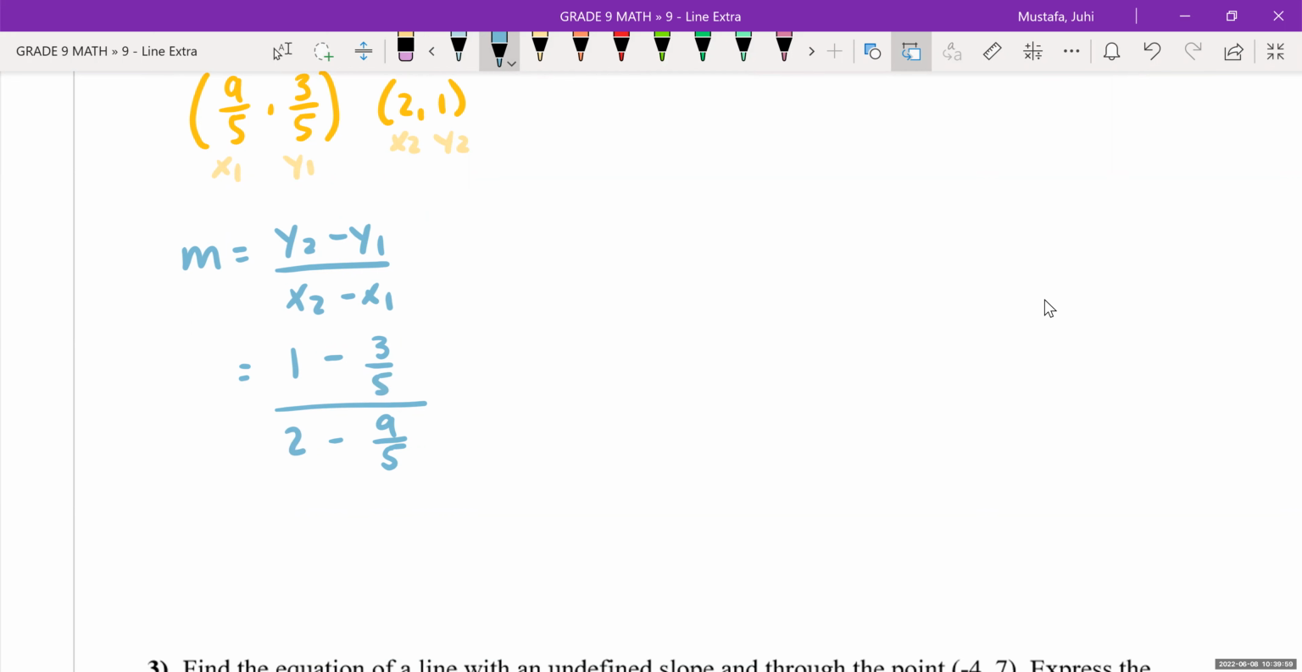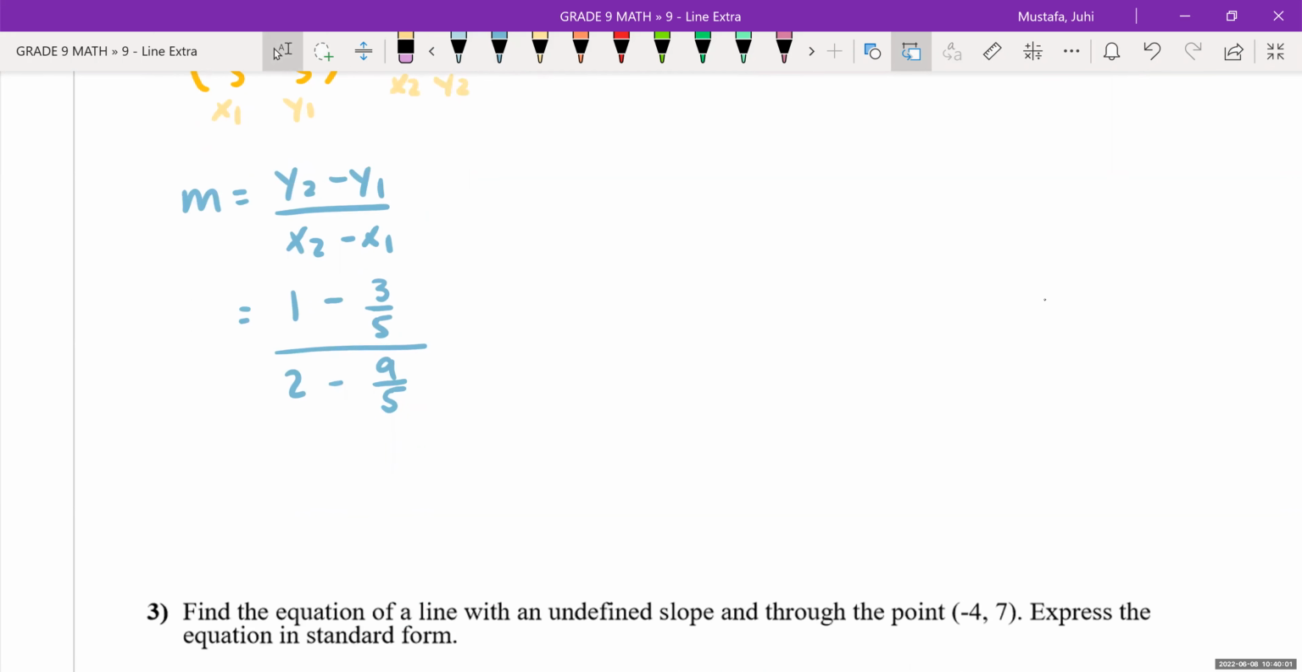Go ahead and try to solve this question. I'll put up the solutions and I'll do attendance while you guys are continuing.